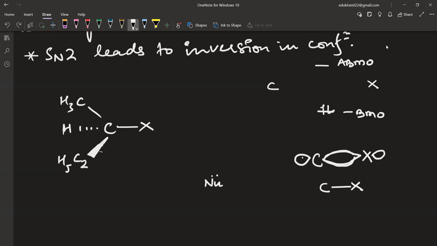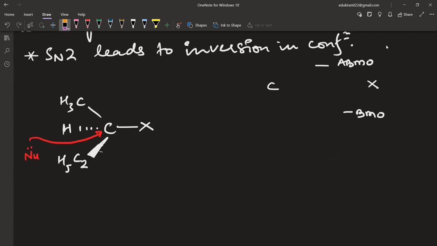So the nucleophile with its electron attacks on the carbon atom from the backside. It can only attack from the backside. Now when it attacks on the backside, what will happen? Slowly it is putting the electrons on the antibonding molecular orbital of carbon, and the carbon slowly is removing the electrons from its bonding molecular orbital, and it is giving to its X.